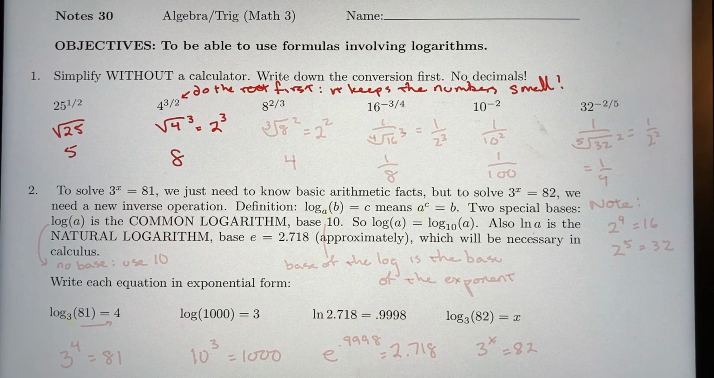So my final answer is 8 for that one. Cube root, and then square. So cube root of 8. Again, with these ones where it says without a calculator, guess a small whole number. What times itself gives you 8? Oh, 2. Don't forget to actually square.